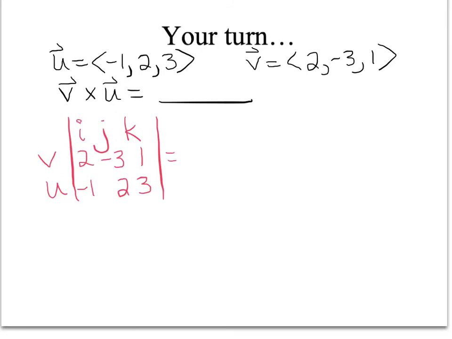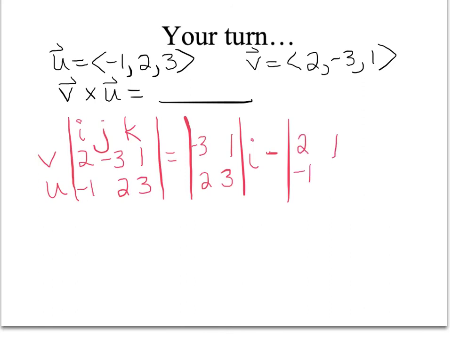Now remember to set up your matrices, your determinants. For the i, I'm not going to use the column that the i is in, so I would use the numbers negative 3, 1, 2, and 3 to get the determinant, to find the component for i. Minus, the j is always opposite. If I don't use the column that the j is in, the numbers that are left are 2, 1, negative 1, and 3. And then for the k, I would have 2, negative 3, negative 1, and 2.